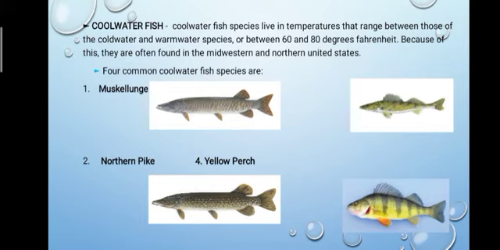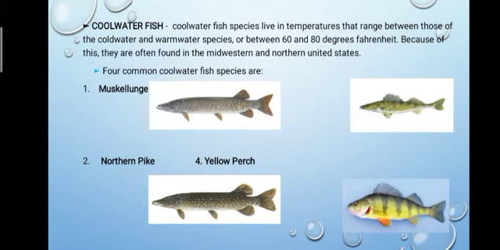Cool water fish species live in temperatures that range between those of the cold water and warm water species, or between 60 and 80 degrees Fahrenheit. Because of this, they are often found in the Midwestern and Northern United States.